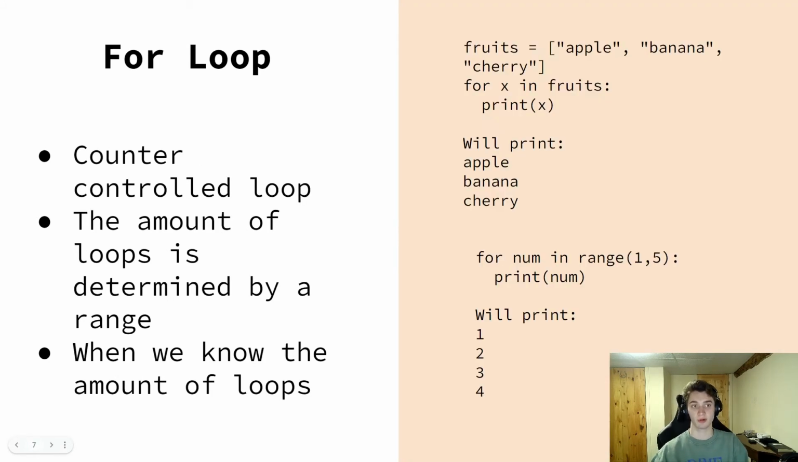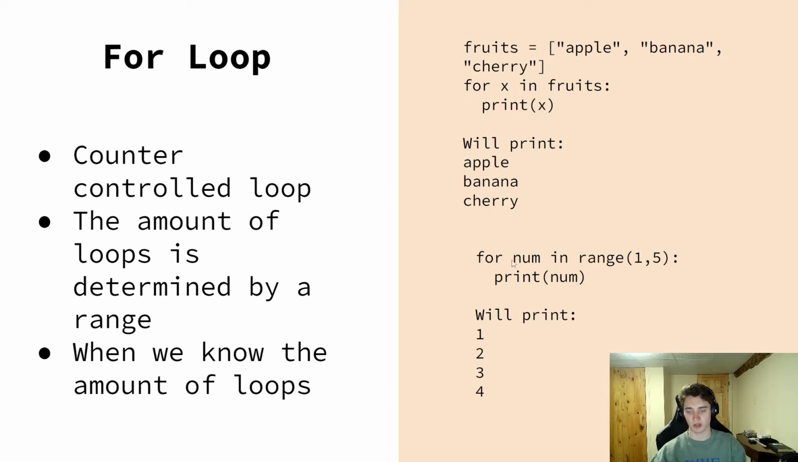Next up, we have for loops. For loops are called counter-controlled loops, as the amount of loops is determined by a range, or a pre-selected amount of items. They're very useful when we know the amount of loops we want. So here we have fruits equals apples, banana, and cherry. So for x in fruits, print x. So that will print the 3 items in this array: apple, banana, and cherry.